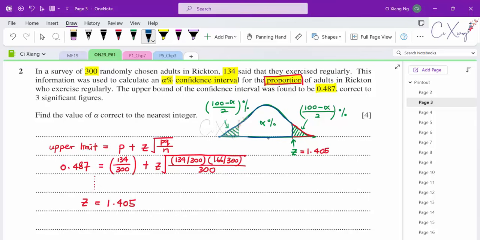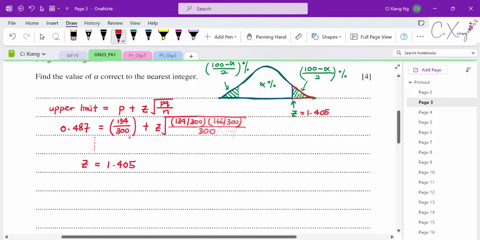But if you want to find the smaller area, the smaller than 1.405 area, later if you want to find the alpha, then your steps might be slightly longer. So for me, I use a more straightforward one, where I use Z greater than 1.405. So I'm interested to find out the probability of Z greater than 1.405.